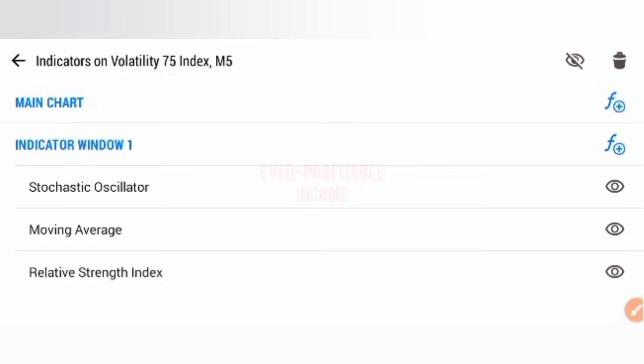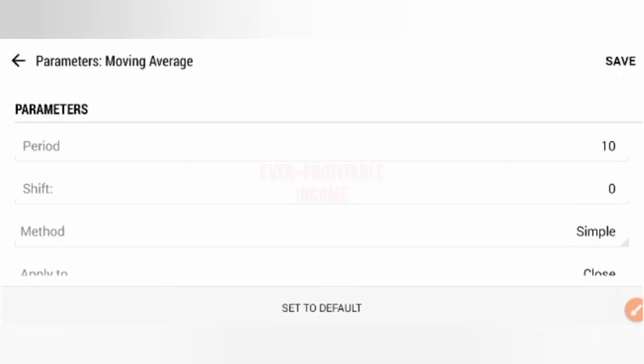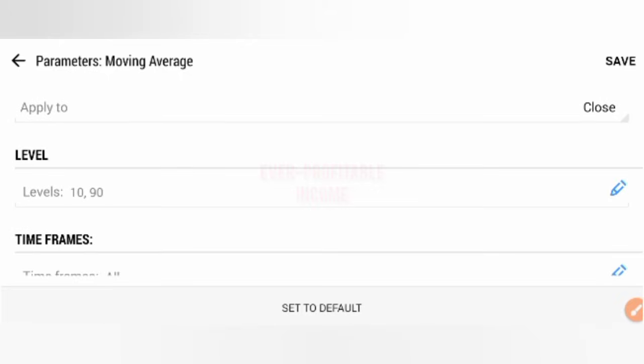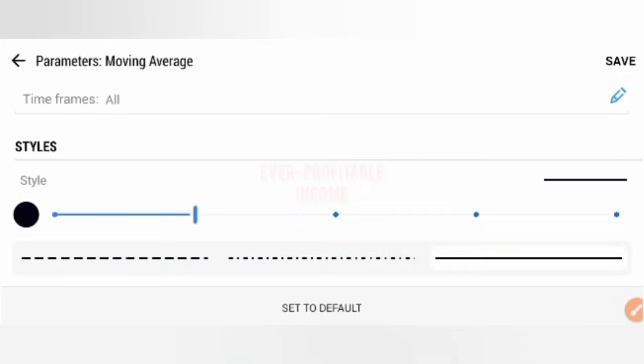And the next indicator is the MA, the moving average. For the moving average, the parameters are period 10, shift 0, method simple, and apply to close. There are levels 10 and 90, but the levels are not very necessary. You can leave the levels out if you wish, and then you choose any color of your choice. I made mine black. You can choose any color you want and click on save.